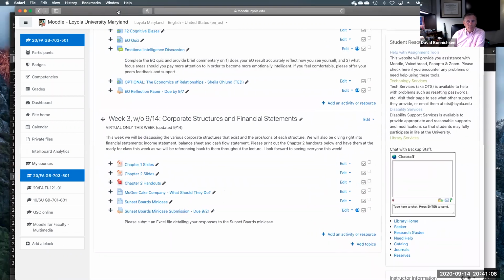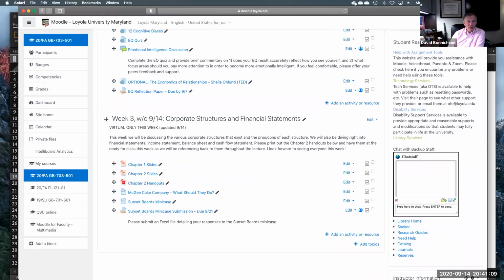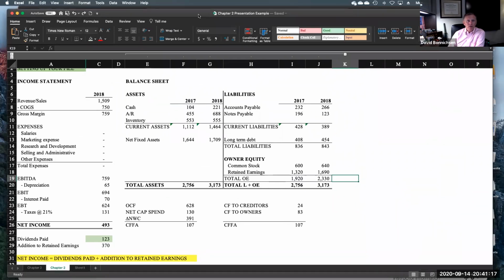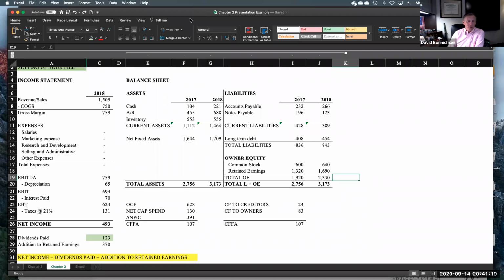And trust me when I tell you, the more practice you get building the income statement and balance sheet, the easier your life is going to be over the next 5 weeks. I promise you. If you need help, I'm here. If you need help, call me, text me, email me, whatever. I am here to help you.